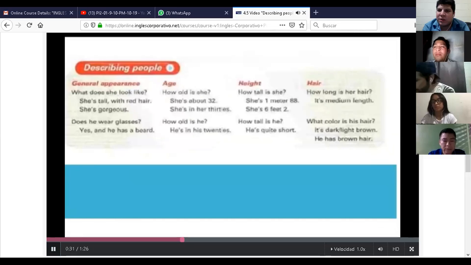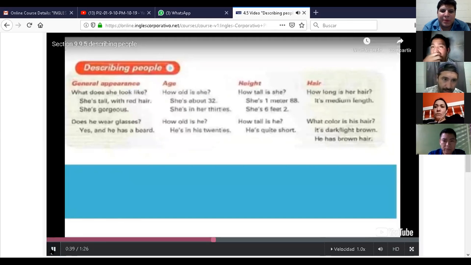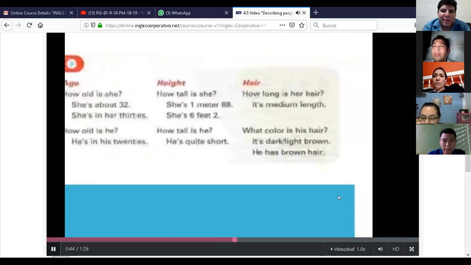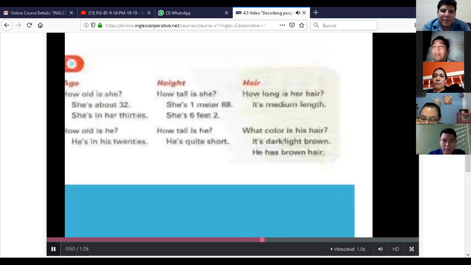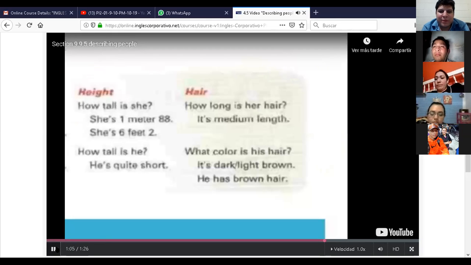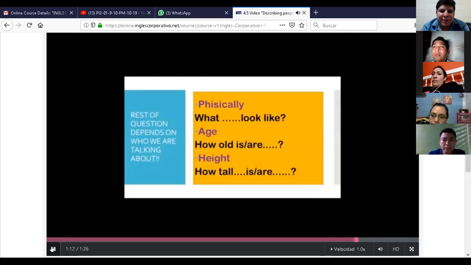How old is she? She's about 32. She's in her 30s. How old is he? He's in his 20s. How tall is she? She's 1.88 meters. She's 6'2". How tall is he? He's quite short. Hair. How long is her hair? It's medium length. What color is his hair? It's dark brown. It's light brown. Brown. He has brown hair. When you want to know how someone is physically, we use what...look like. For age-related questions, we use how old. For height, we use how tall. The rest of the question will depend on who you're talking about.